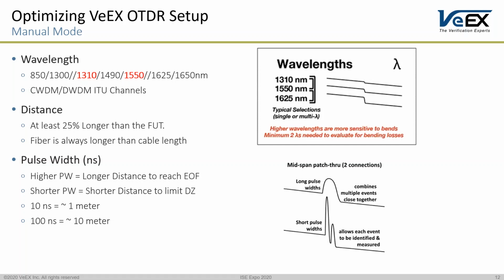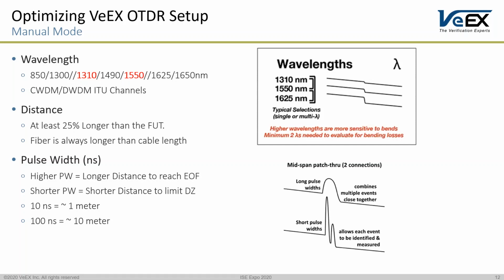So what about the distance? You should always choose a distance that's greater than your fiber under test, and in this case, we would say at least 25% longer. That way you can identify your end of fiber. Also note that the fiber itself is going to be longer than your cable by 1%. This is basically done to allow for temperature variations throughout the cable.